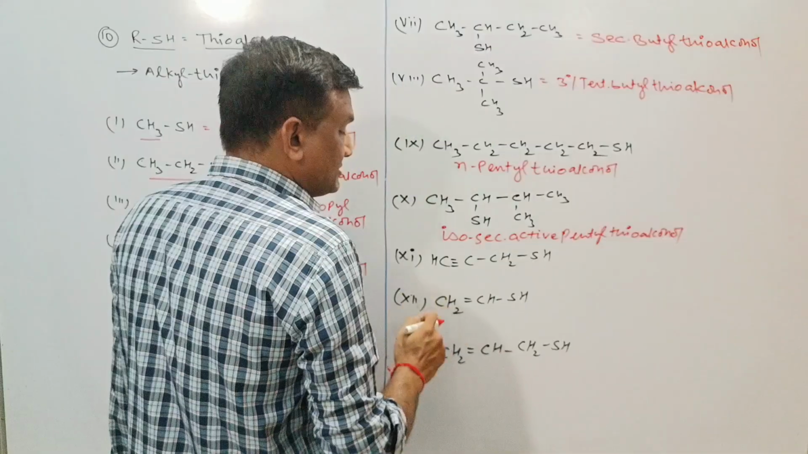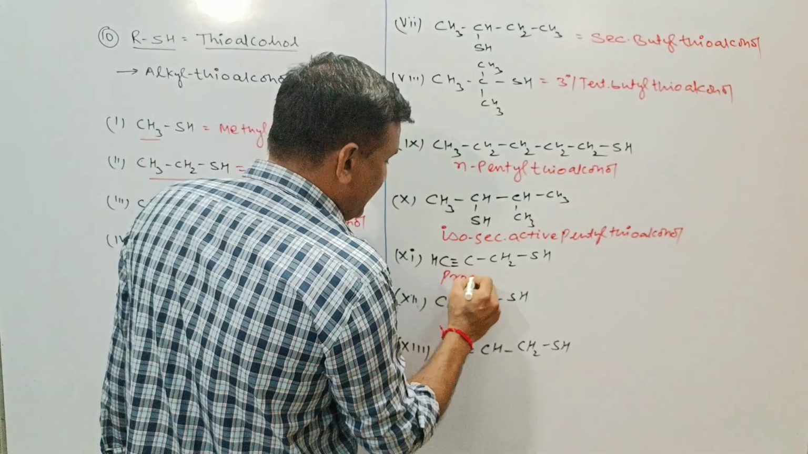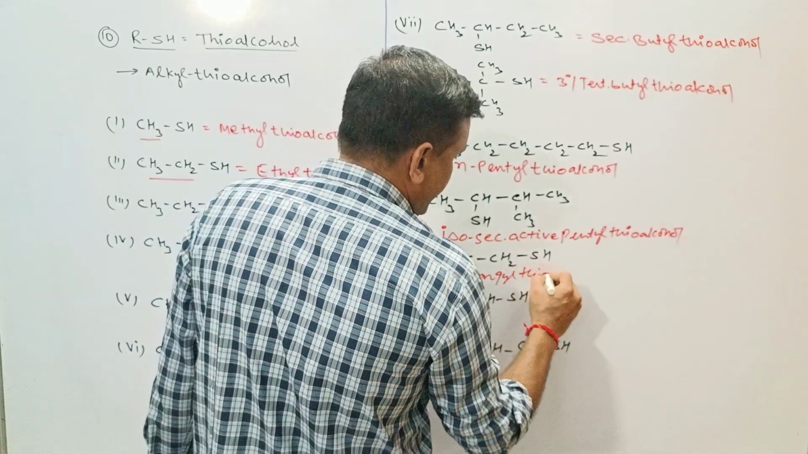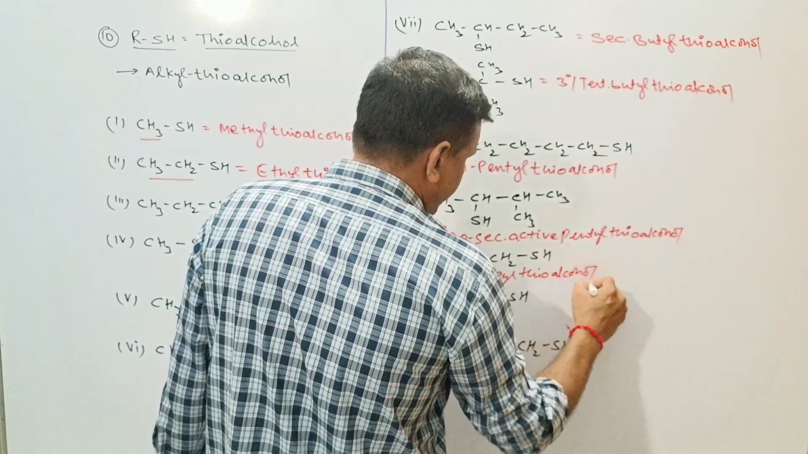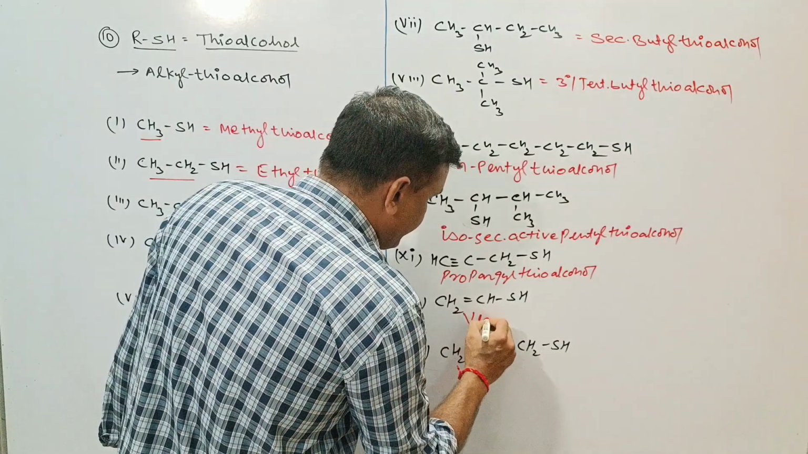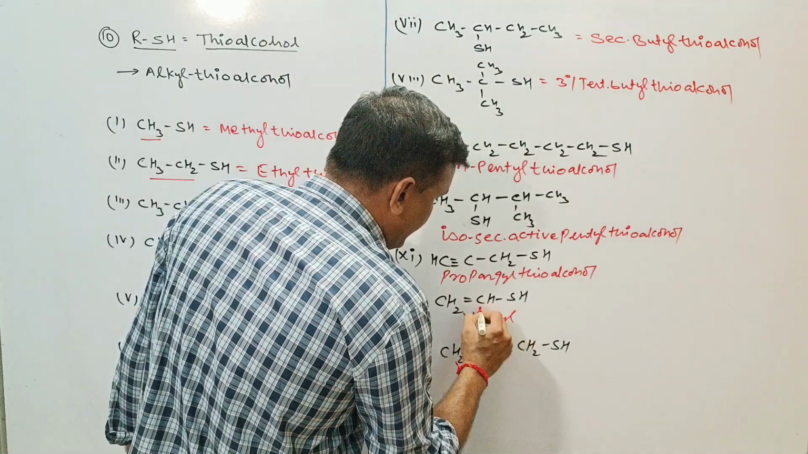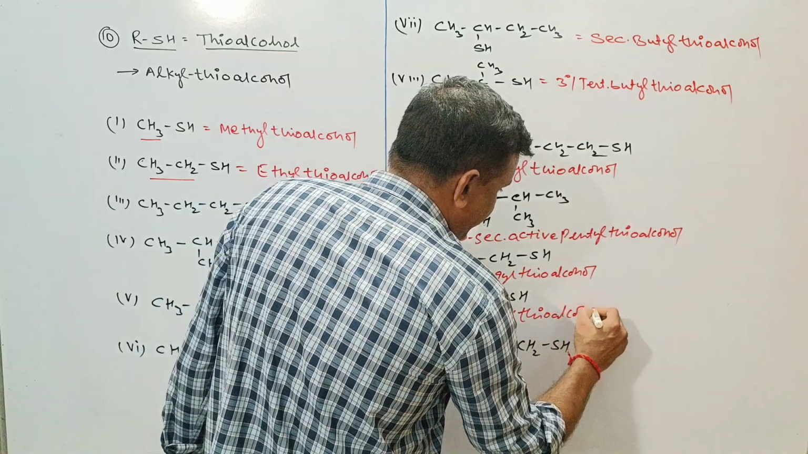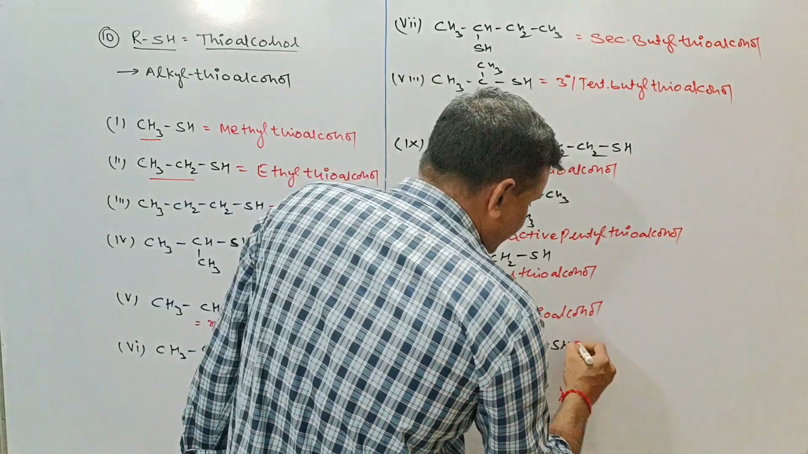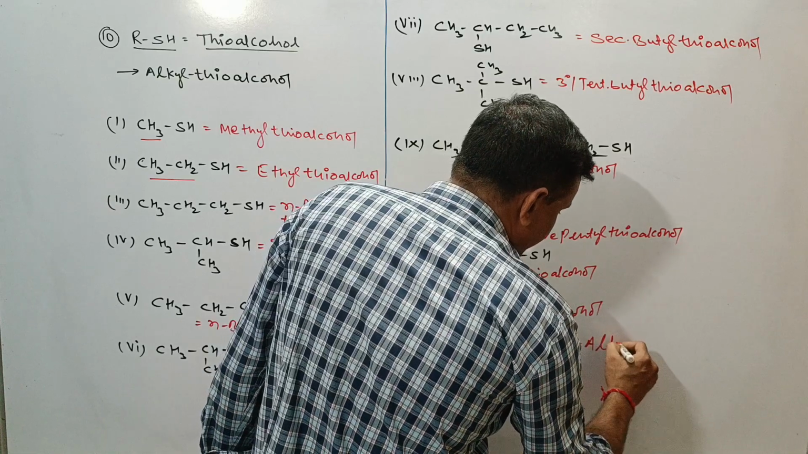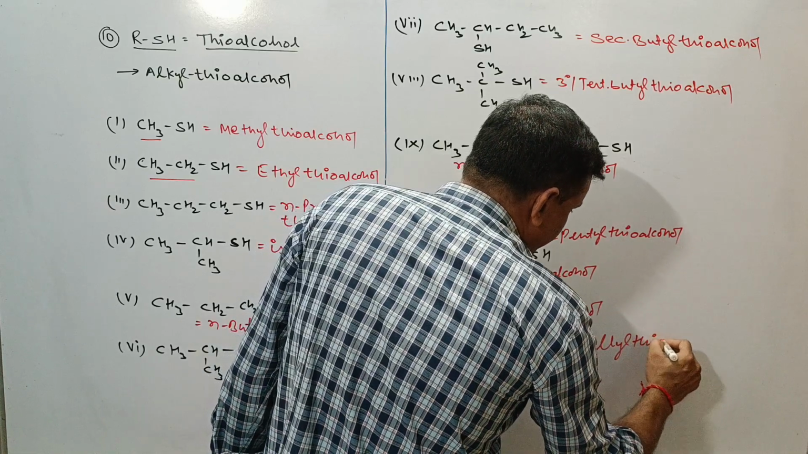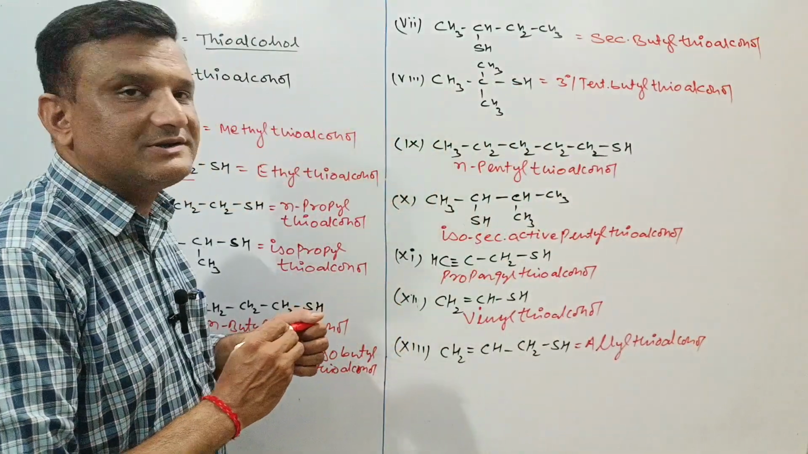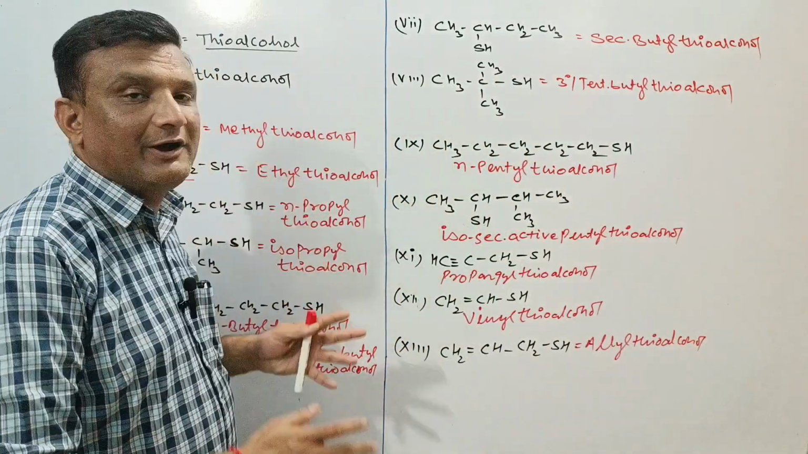This is called propargyl thioalcohol. This is vinyl thioalcohol. Now you should have learned all these things. This is allyl thioalcohol. This was about the common names of thioalcohol.